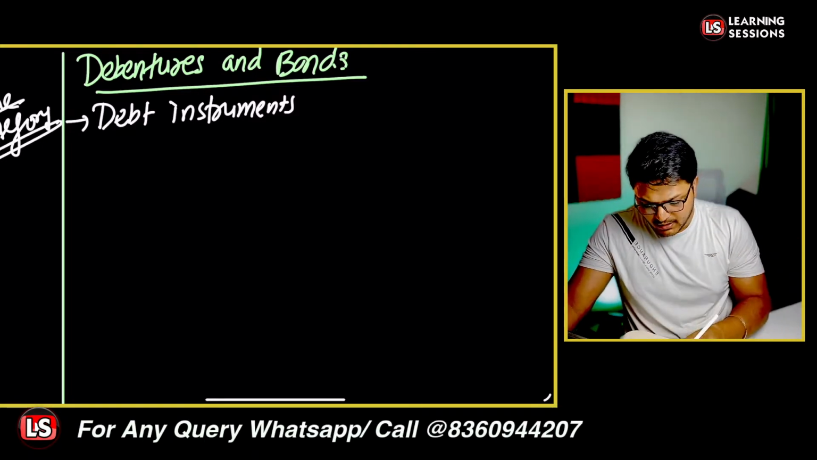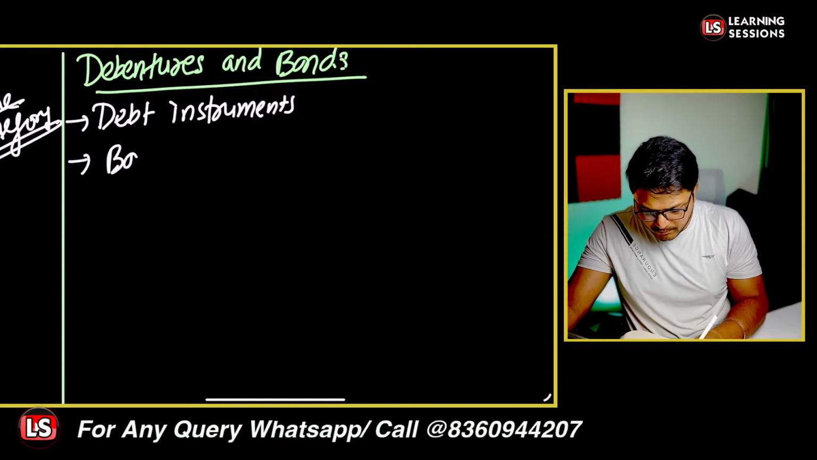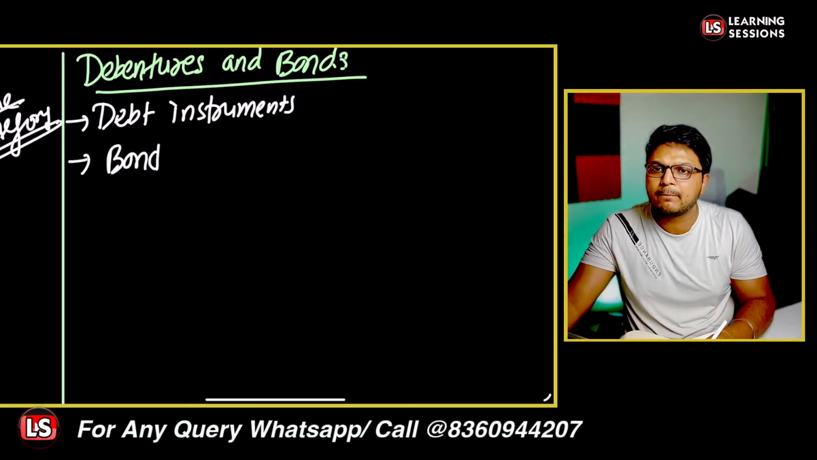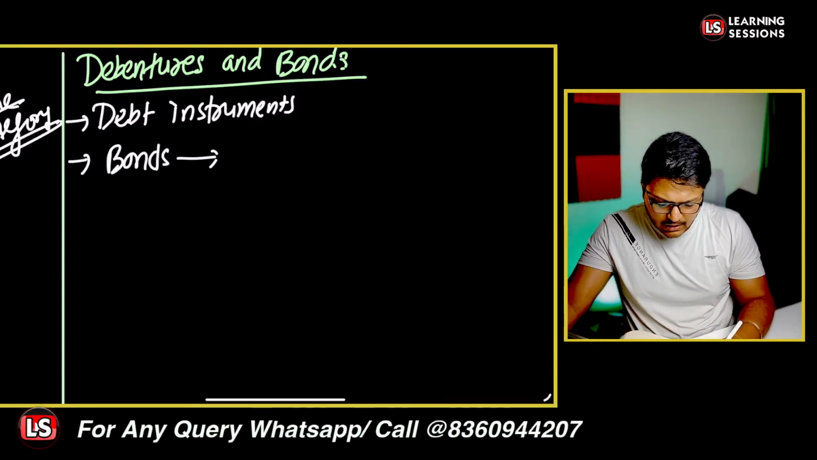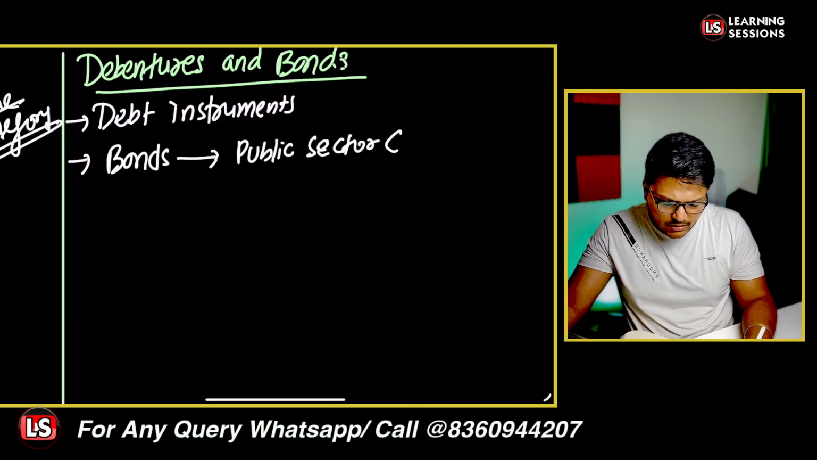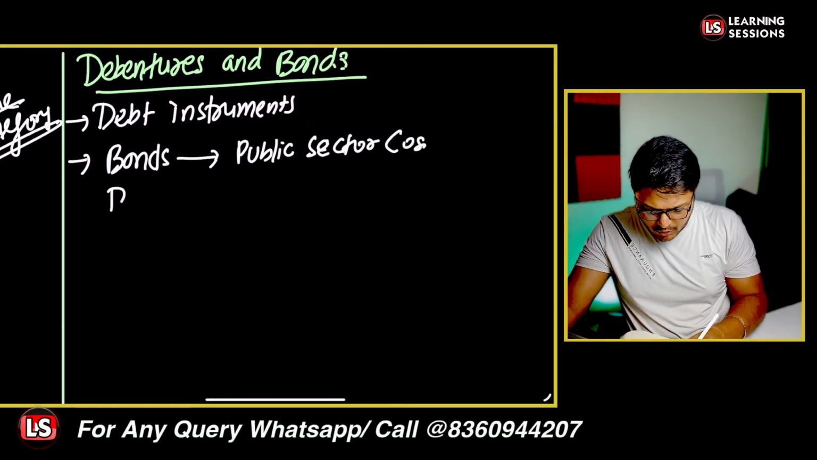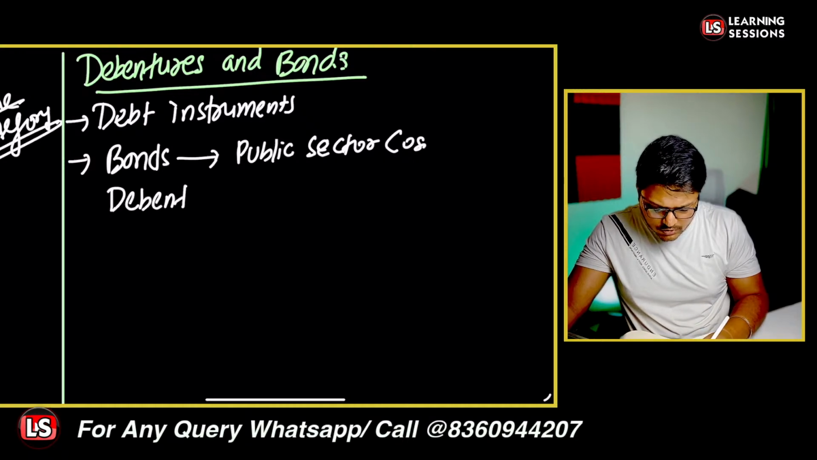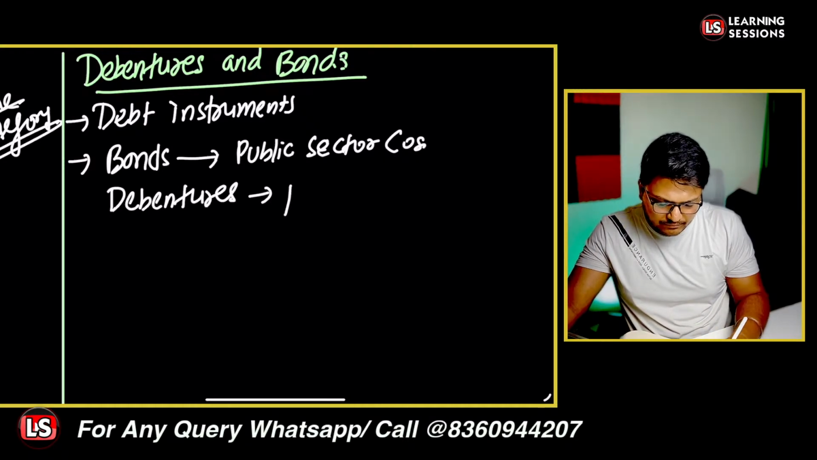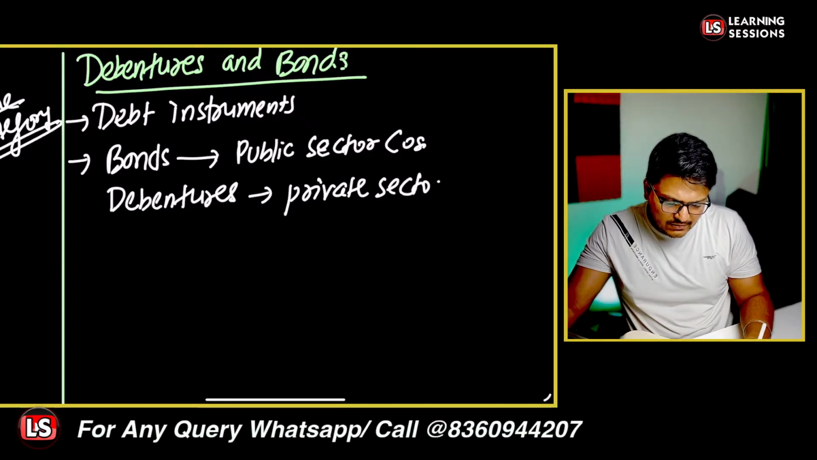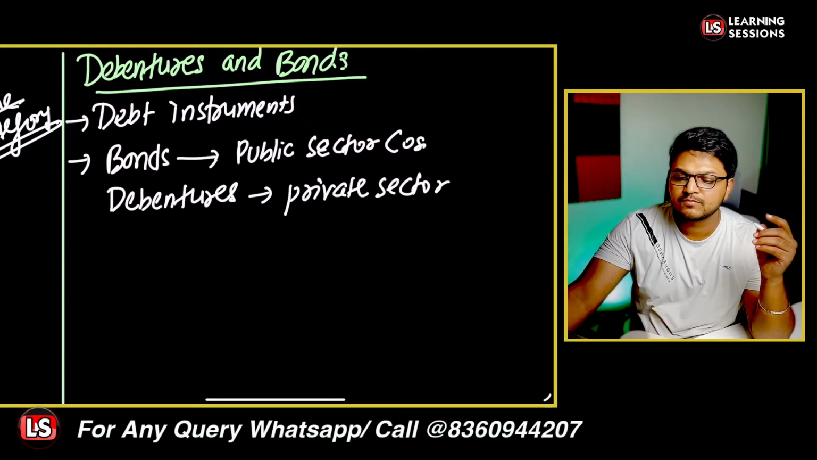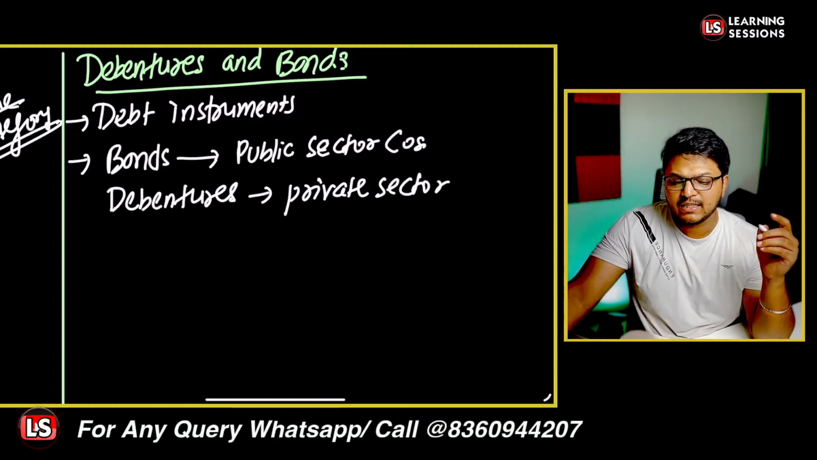But let me just tell you, bonds are issued by the public sector companies. So if we talk about bonds, who issues them? Bonds are issued by the public sector companies. Whatever public sector companies there are, they will be issuing the bonds. And if we talk about debentures, those are issued by the private sector companies. So that is the funda over here.